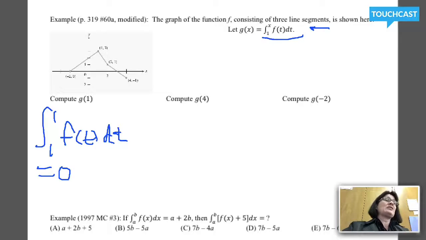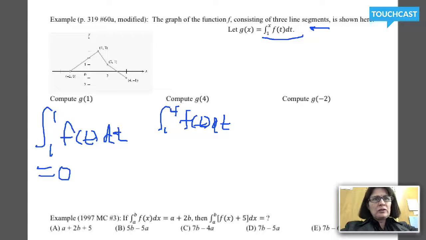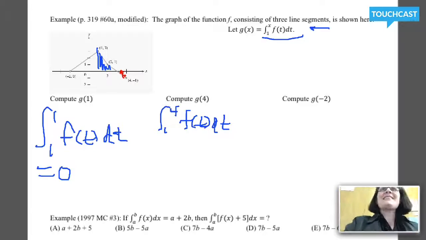If I want to compute g of 4, I'm going to take my original function here. I'm going to replace the x with 4. It's going to be the integral from 1 to 4 of f of t dt. What does that mean? That means I'm going to add in this positive blue area, and I'm going to subtract away this little red negative triangle area. Use whatever geometry you need to use to make that happen. Let's see. I'm going to look at my bigger picture. It's a little easier to see.